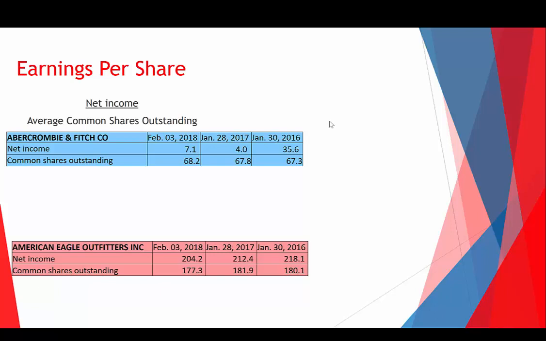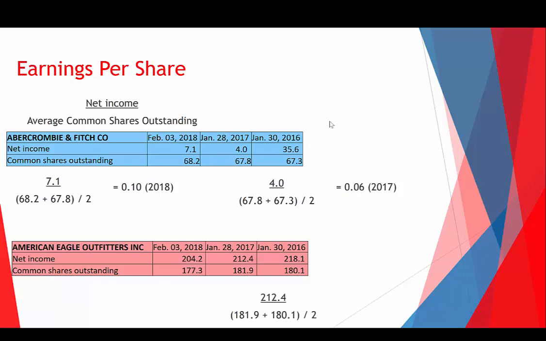And so if we look at this for Abercrombie and Fitch, you can see in 2017, hopefully that net income number is getting pretty familiar to you, 4.0 divided by around 67.5 shares outstanding gives us earnings per share of 0.06. This is not very good. It's pretty low. In 2018, we can see if they have any sort of improvement, and they're only at 10 cents per share, which again is still pretty low. So having that really low net income really drives down earnings per share, and they're probably going to take a pretty big hit as far as their market price goes as a result of that.